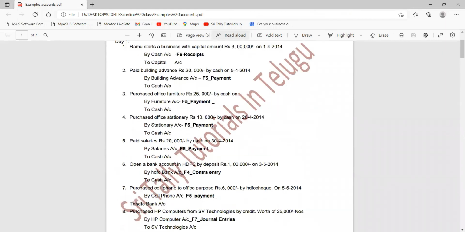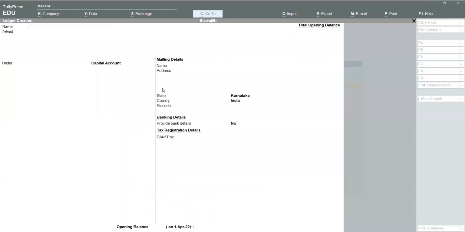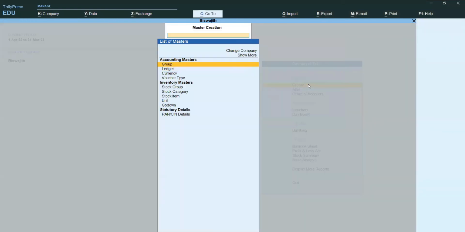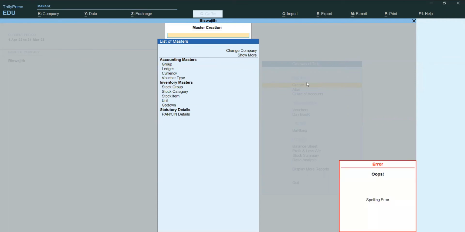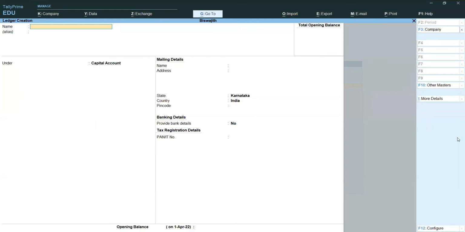See, first of all, this one, Ramu starts a business with capital amount. I will show you how to create that one. See, how to create a ledger in Tally Prime. In the main Gateway of Tally, you can go to Create here. So Ledger, enter. Alter is showing, and Create. Okay, the ledger creation box is displayed now.